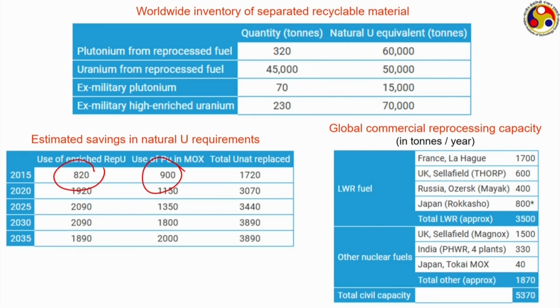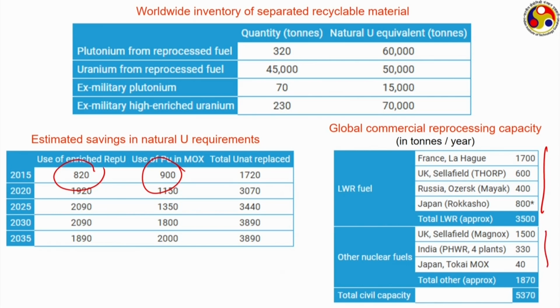There are several countries where this reprocessing process is also going on, for LWR type of fuel, like PWR, BWR, etc. These are the common facilities that we have, whereas other nuclear fuels are being tried here.